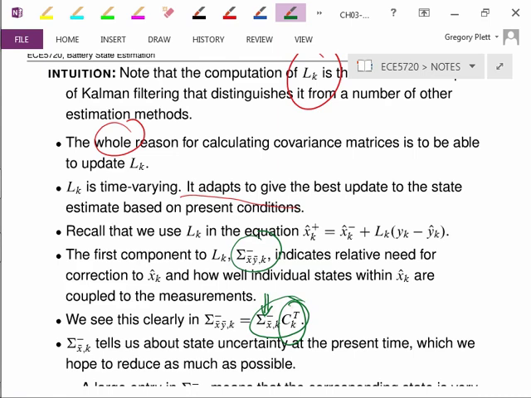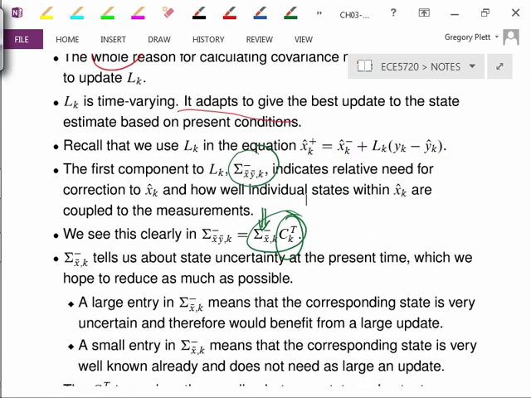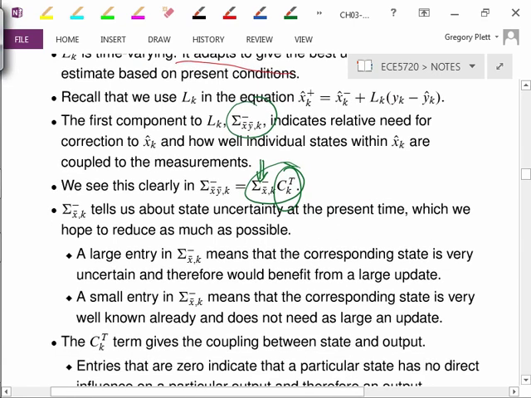But if the C matrix does have a large number in it, that says, oh, this state has a big impact on the output, and if the output error was large, maybe I need to correct this state a lot to help correct what I see there. So C is the connection between state and output, and sigma x tilde is how bad the state prediction is right now, and the combination is helping to tell us how big L should be. And I think that's what I'm saying here, basically.